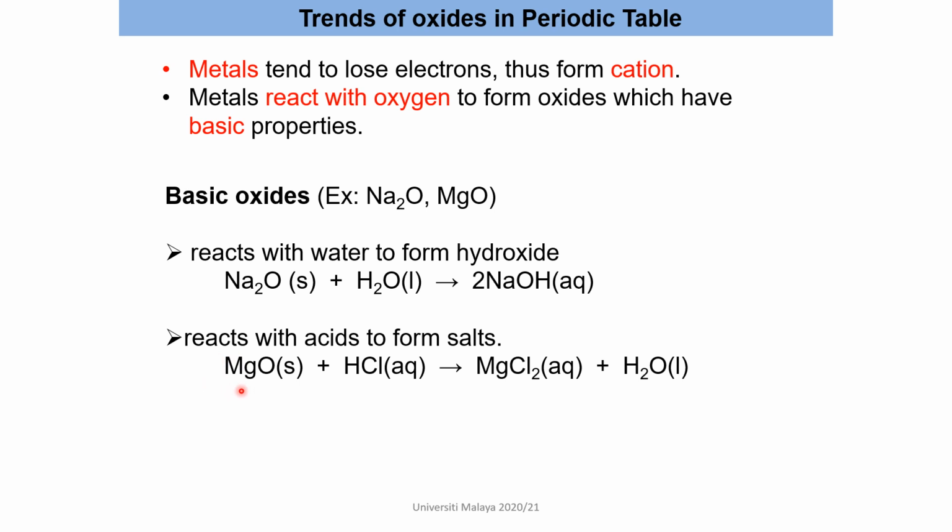And magnesium oxide reacts with hydrochloric acid to produce magnesium chloride, a salt, and water. So we know that magnesium oxide undergoes a neutralization reaction to produce salt. It means that oxides from metals are basic.